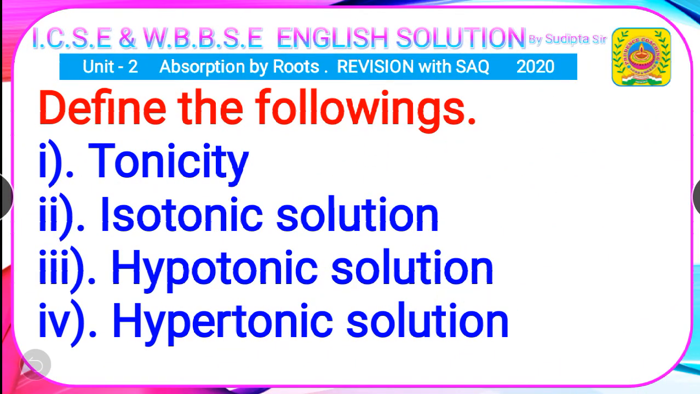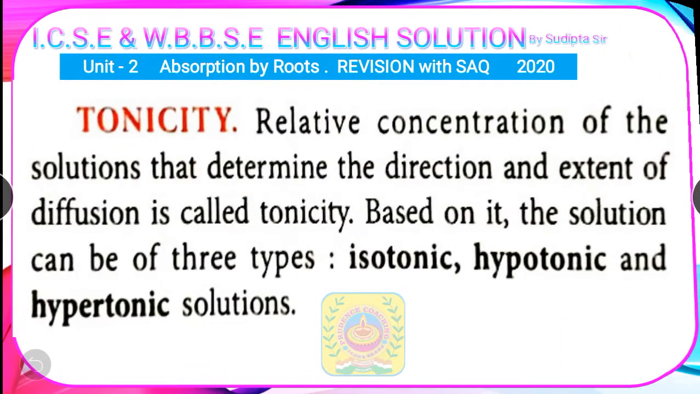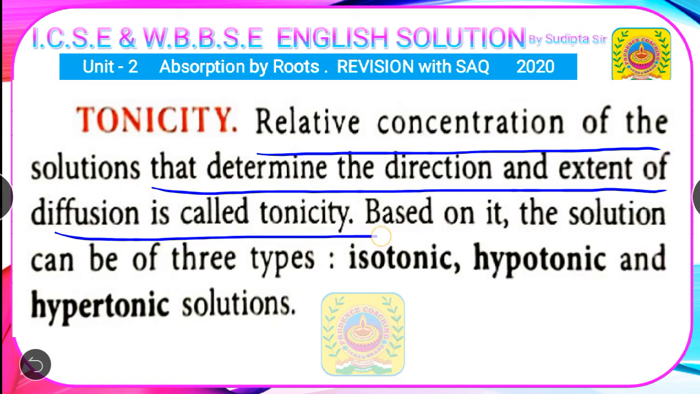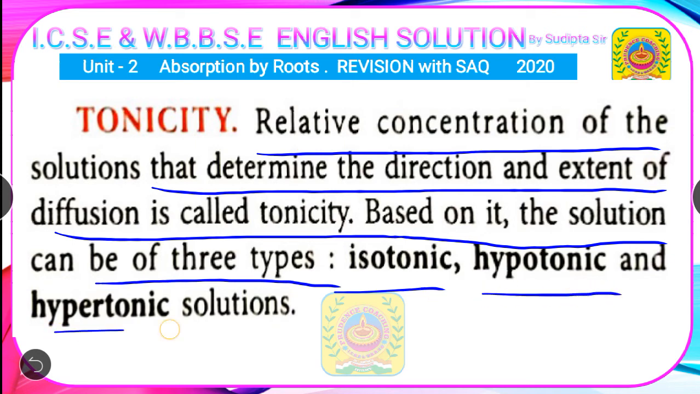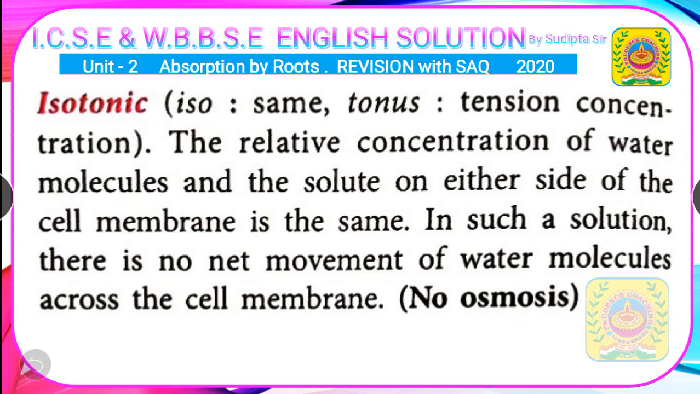Now we will know about tonicity and the process of tonicity. There are three types of tonicity, that is isotonic, hypotonic, and hypertonic. Let's learn about this. The relative concentration of the solution that determines the direction and extent of diffusion is called tonicity. Based on it, the solution can be of three types: isotonic, hypotonic, and hypertonic. We will know its meaning and definition as well, but the most important thing is its application.